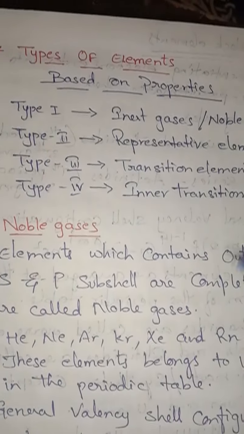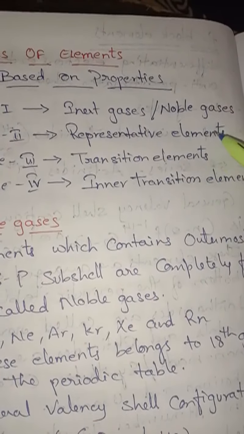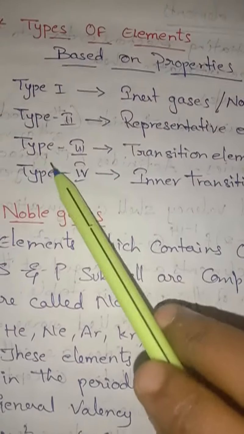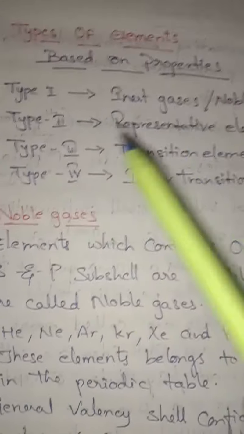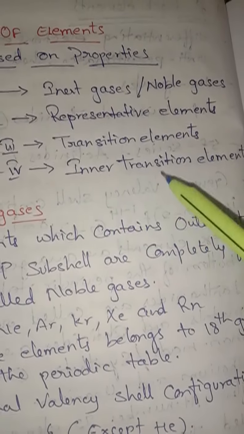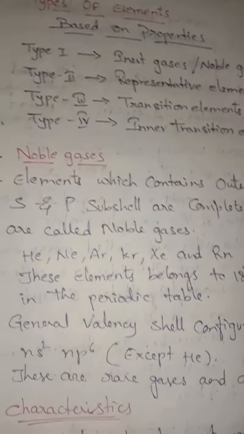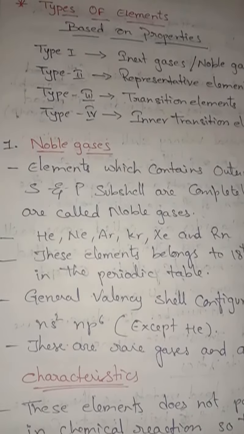Type 1 elements are called inert gases or noble gases. Type 2 elements are called representative elements. Type 3 elements are called transition elements, and type 4 are nothing but inner transition elements. Each and everything we are going to discuss in a detailed manner now. So the first one is noble gases.